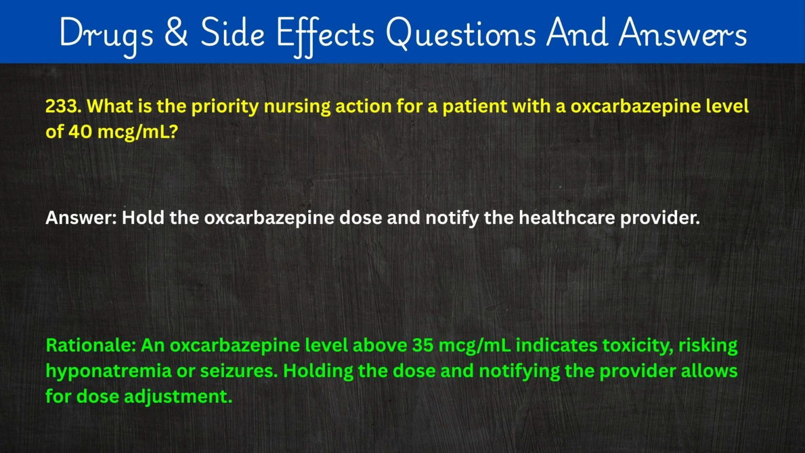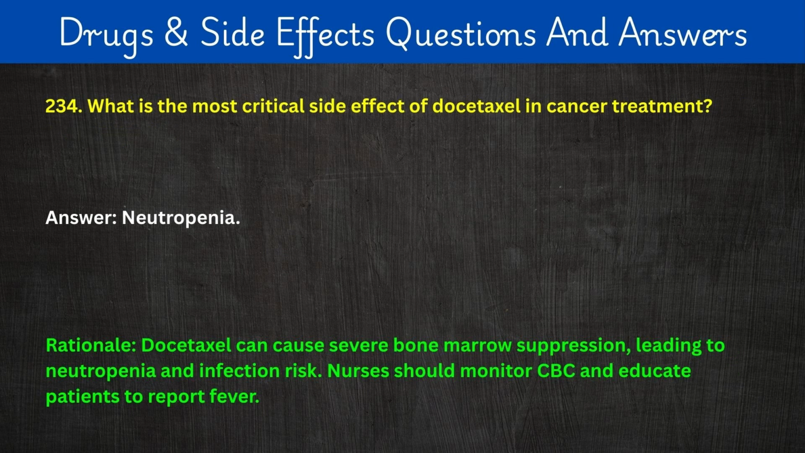233. What is the priority nursing action for a patient with an oxcarbazepine level of 40 micrograms per milliliter? Answer: hold the oxcarbazepine dose and notify the healthcare provider. Rationale: an oxcarbazepine level above 35 micrograms per milliliter indicates toxicity, risking hyponatremia or seizures. Holding the dose and notifying the provider allows for dose adjustment. 234.